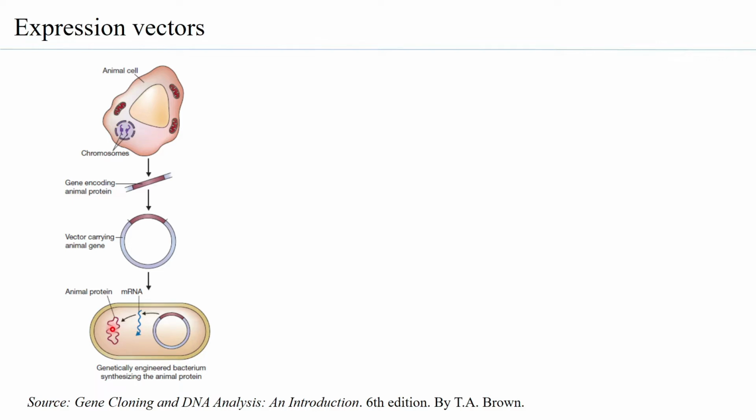Now, you must understand that you are trying to express an animal protein in a bacteria, which is why the vector should have a promoter, or the vector should be such that the bacterial system is able to recognize the promoter and express the gene, although the gene is from an animal cell. So that is the essence of the construct of expression vector. It has to be suited to the organism in which the product is going to be synthesized.